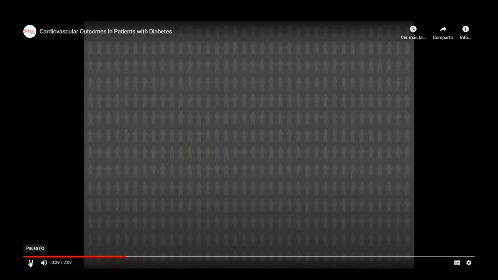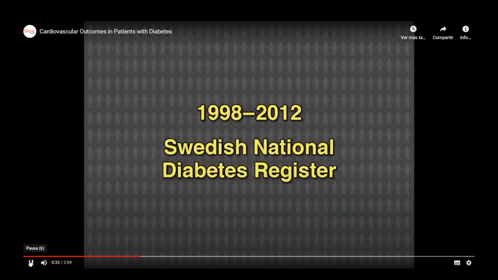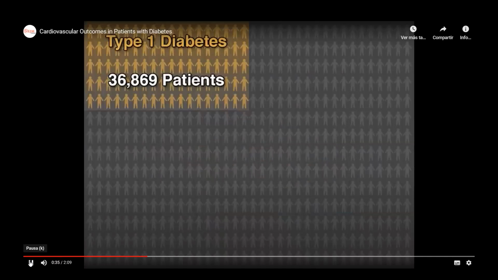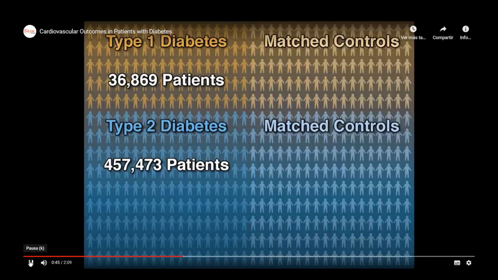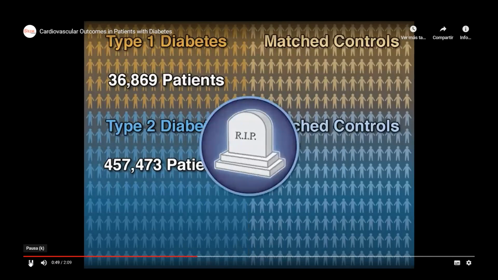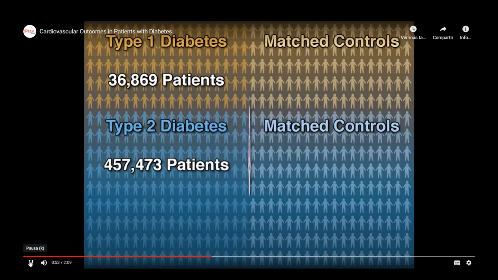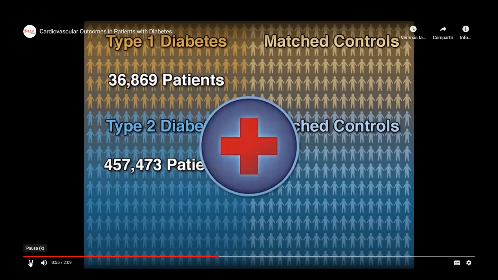In a study of patients enrolled between 1998 and 2012 in the Swedish National Diabetes Register, a total of 36,869 patients with type 1 and 457,473 patients with type 2 diabetes were included, along with matched controls from the general population. The outcomes that were assessed were all-cause mortality, fatal coronary heart disease, fatal cardiovascular disease, and hospitalization for cardiovascular disease.